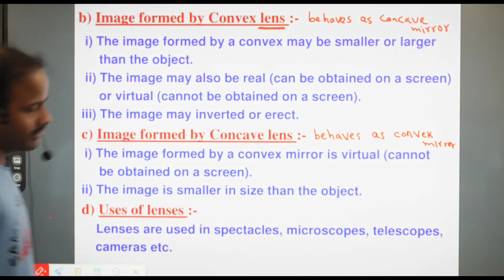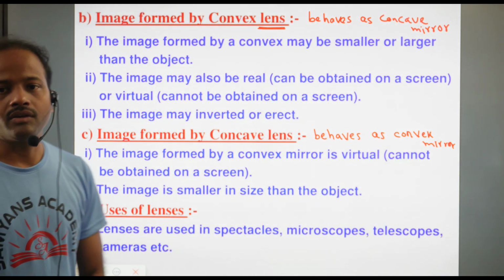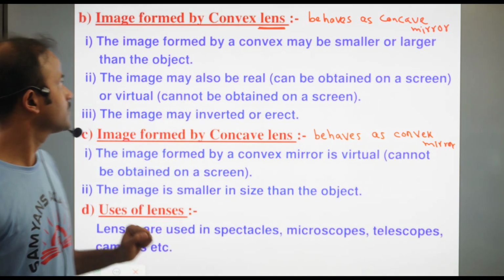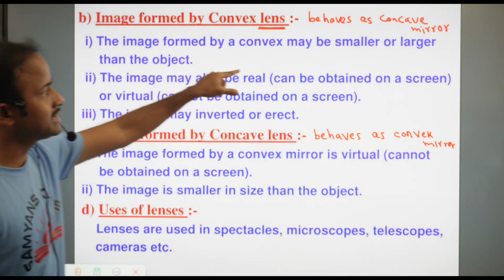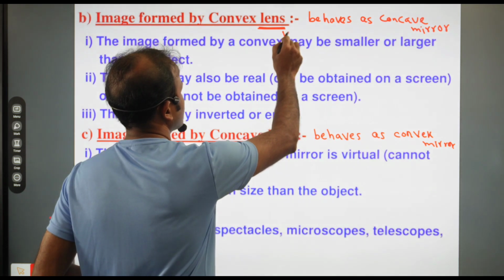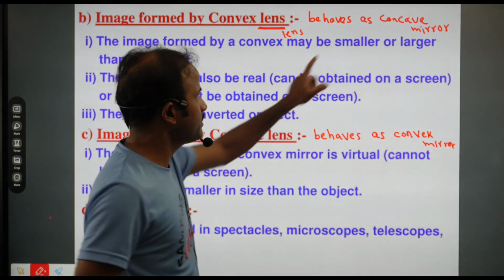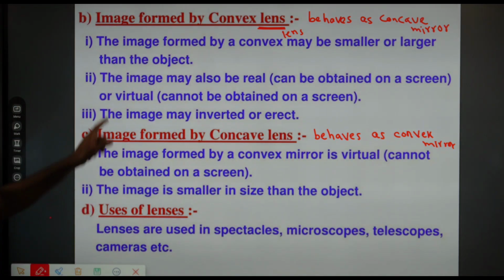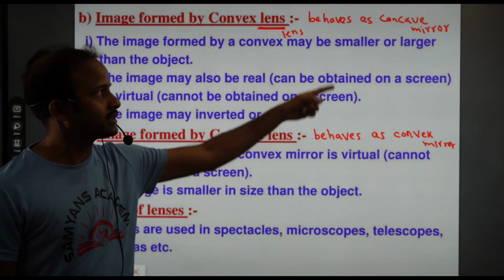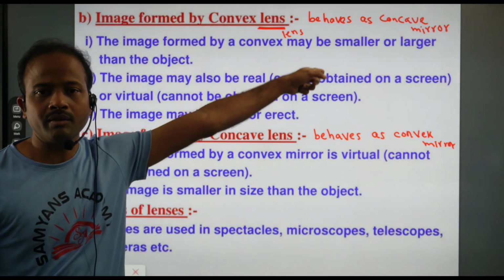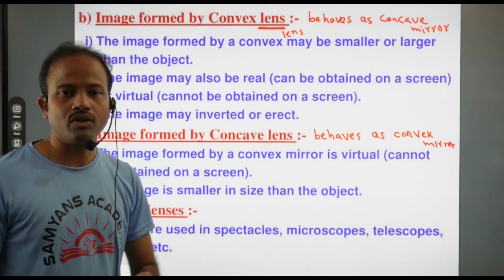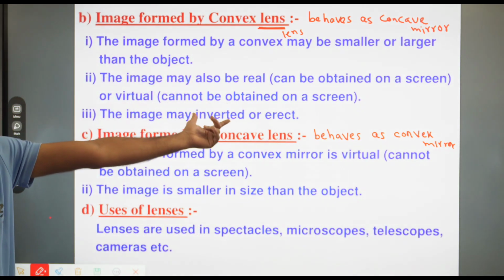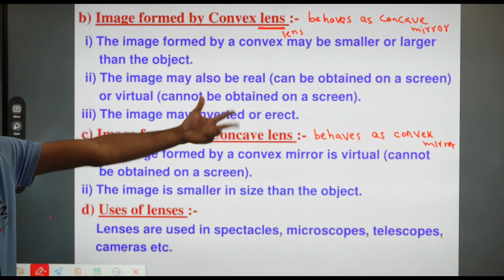Okay, whatever images we got in the case of concave mirrors, the same we will get in the case of the convex lens. The image formed by a convex lens may be smaller or larger than the object. The image may also be real. In the case of a concave mirror we get two types of images, real and virtual, so in the case of a convex lens we will get the same types.